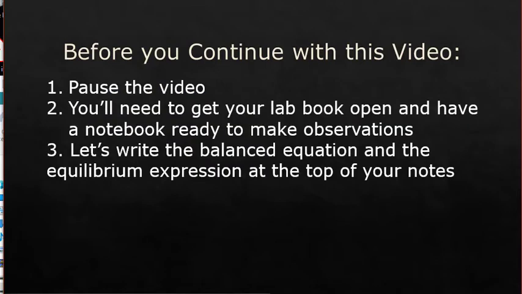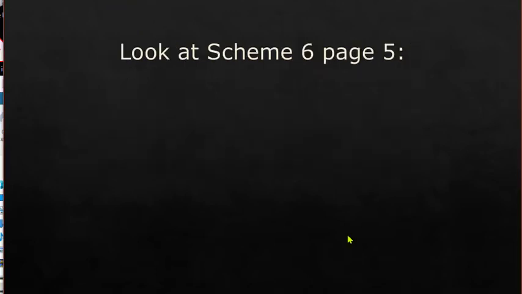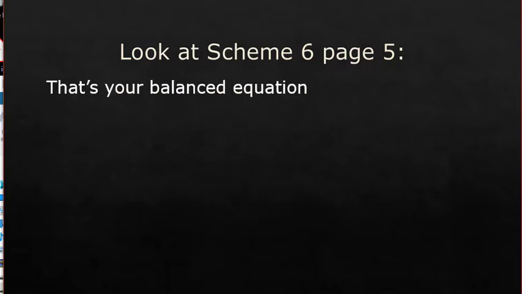All right, so again, before you continue on with this video, you've got to be ready. Get your lab book open. We're going to go to lab 5, page 7. Make sure you get your balanced equation ready. So this particular balanced equation, let's look at the balanced equation. This is going to be scheme 6 on page 5. So go to page 5. You're going to see the balanced equation.